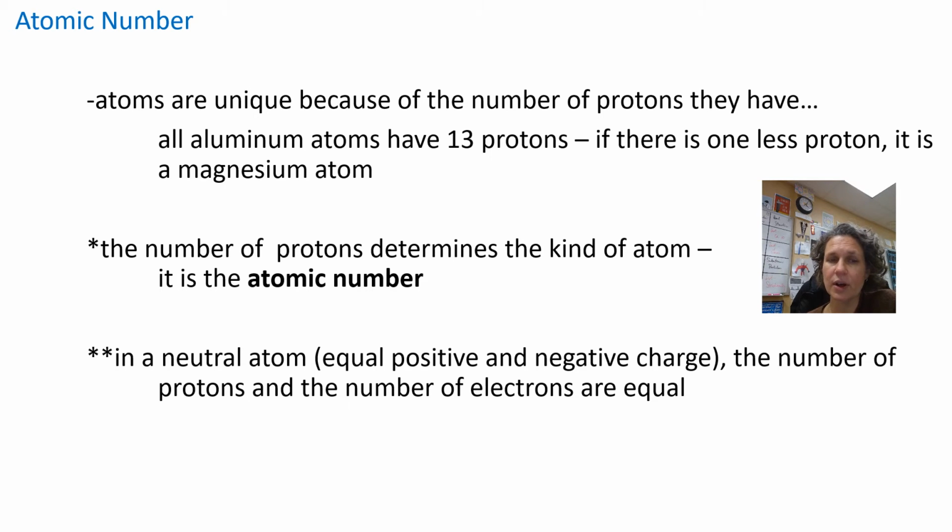And so it is typically called the atomic number. On our periodic table, it is in the top right corner, and it is basically how the elements are put in order. In a neutral atom, so no charge, equal positive and negative, you have an equal number of protons and electrons.